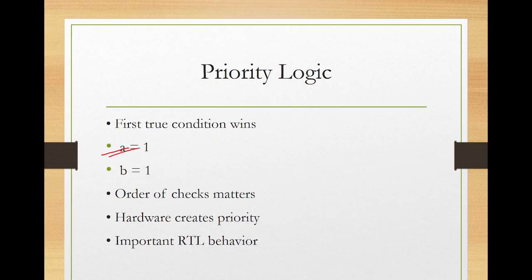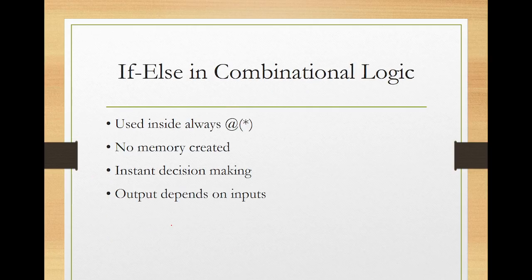Top condition has the highest priority. Lower condition only executes if the earlier condition fails. If this fails, then only this executes. This ordering becomes real hardware. Hardware creates priority. Now remember, in our previous videos we have learned always @(*). This means combinational logic, no memory, no storage, immediate response. So if we place if-else inside always @(*), the hardware continuously makes decisions.